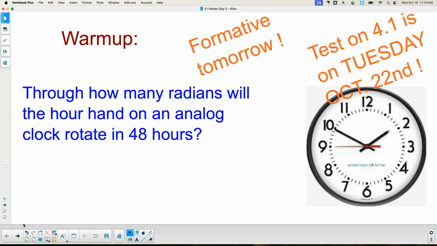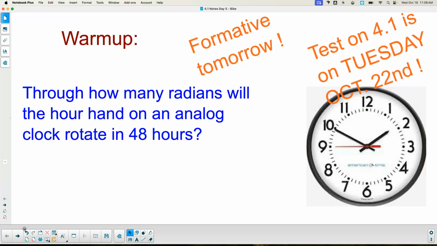With that being said, through how many radians will the hour hand of an analog clock rotate in 48 hours? Go. Radians. Analog clock, how many times does the hour hand go around in a day? Emma? 2, right? Because it goes around every 12 hours? 24 hours in a day? So in 48 hours, how many times does it go around? 4 times, right?